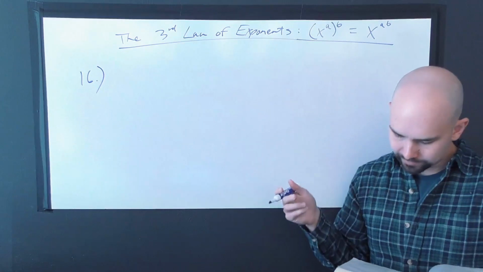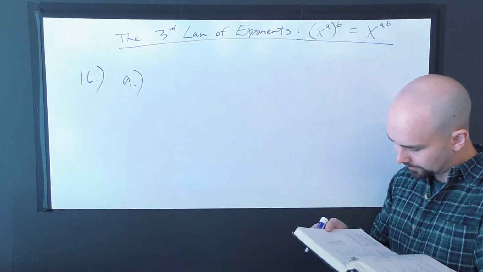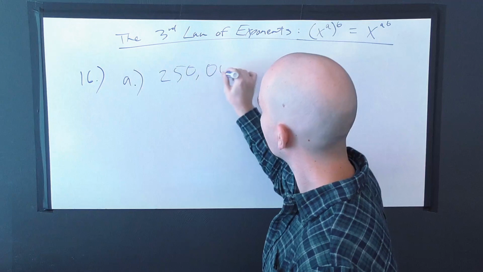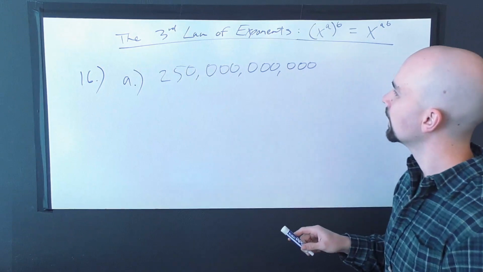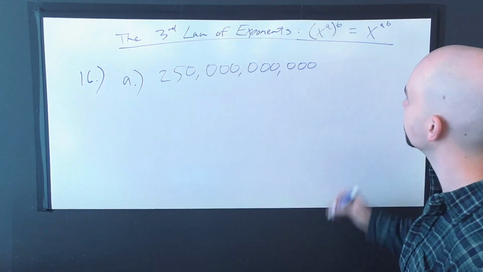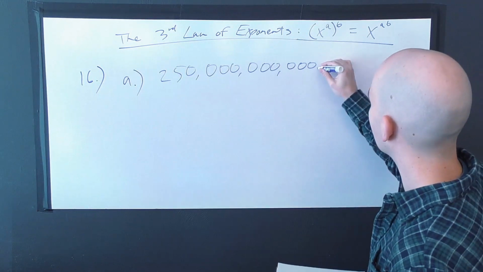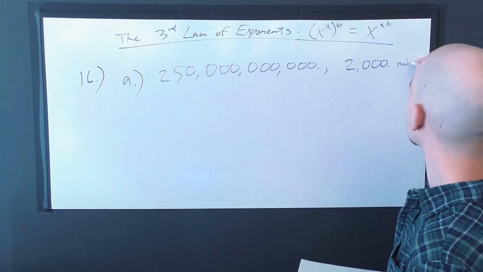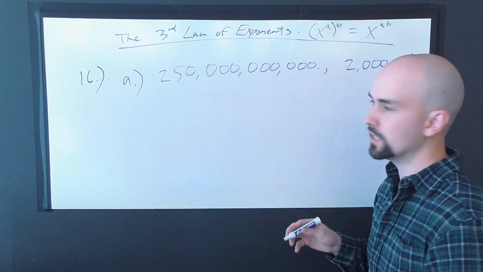So first of all, we have 250 billion. Millions, thousands, hundreds. So just to double check, hundreds, thousands, millions, billions, 250 billion. And then the other number was 2,000 square miles. So I'm going to write, and I'll put a decimal there, 2,000 decimal miles squared. All right, now they want you to write each of these numbers in scientific notation.